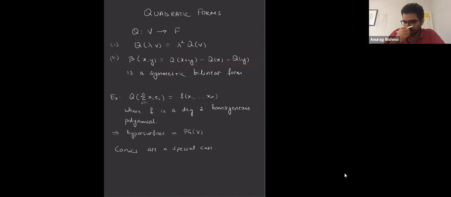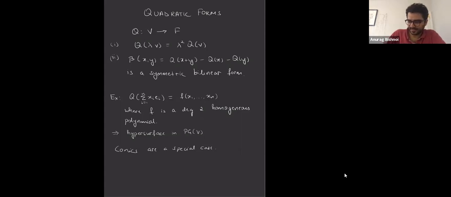bilinear form. All right, and because these are basically degree 2 homogeneous polynomials, you can use them to define hypersurfaces or sets of points satisfying a single polynomial equation inside the projective space corresponding to this vector space, right? Because for every non-zero vector, if it is zero for Q, then any scalar multiple of that is also zero for Q. Now, the conics that we saw in our first lecture, I believe, were also degree 2 homogeneous polynomials. So they are special cases of quadratic forms.